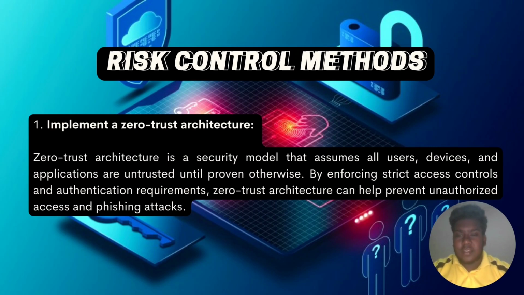Implement the zero trust architecture. What is zero trust architecture all about? The zero trust architecture is a security model that assumes all users, devices and applications are untrusted until proven otherwise. By enforcing strict access control and authentication requirements, zero trust architecture can help prevent unauthorized access and phishing attempts. By restricting all unauthorized and unwanted access to the system all the time, we can really prevent the management from getting into phishing attacks easily.